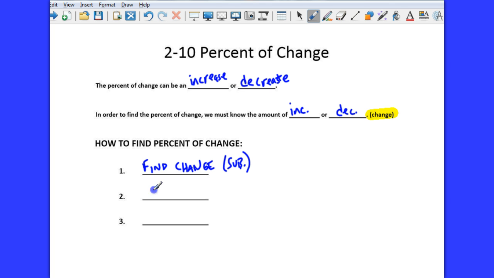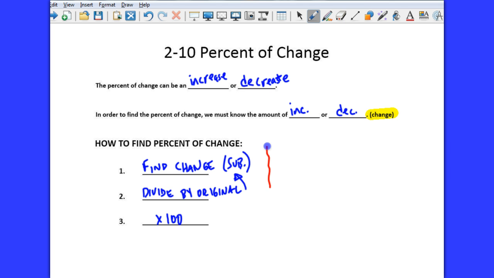And number two, after you find the change, you take that amount and divide by the original. You divide that change by the original because you want to know how much did this change relative to how it started. So find the change, divide it by the original, and then the last thing, to turn it into a percentage, you multiply it times 100, which you should be able to do in your head by moving the decimal two places, but I have thrown it into a formula here for you, so you can punch it in your calculator if you want to.